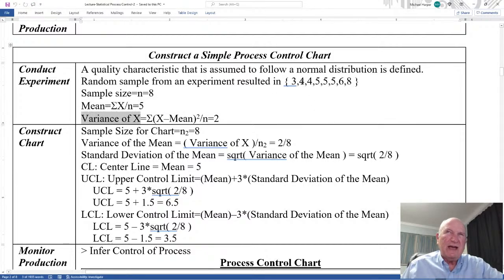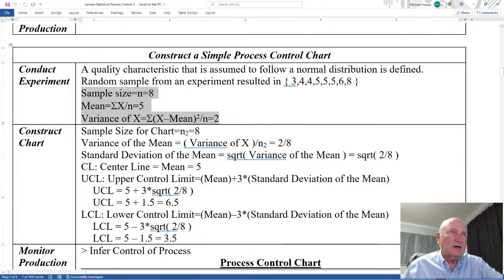X is just the value, the random variable. But notice this dividing by n. Now, dividing by n really is the population variance of x. But this is just the variance of x. It's not the variance of the mean. Okay, so now we have our sample size, we have our mean, we have our variance. Those are our parameters.